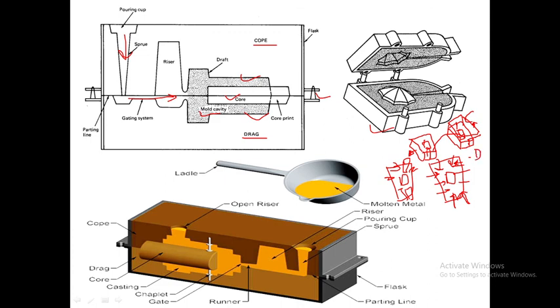After this the hot molten metal is poured into the cavity through a pouring cup, through a sprue, through a gating system to the cavity. In the riser, whenever the metal appears, we stop pouring the metal. After that we allow this molten metal to solidify, and whenever it solidifies, at that time we break this mold cavity.